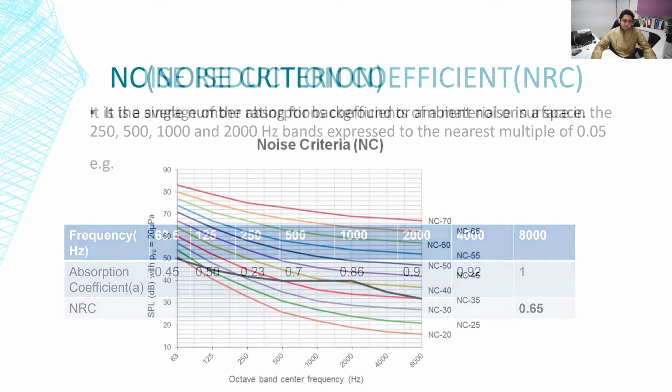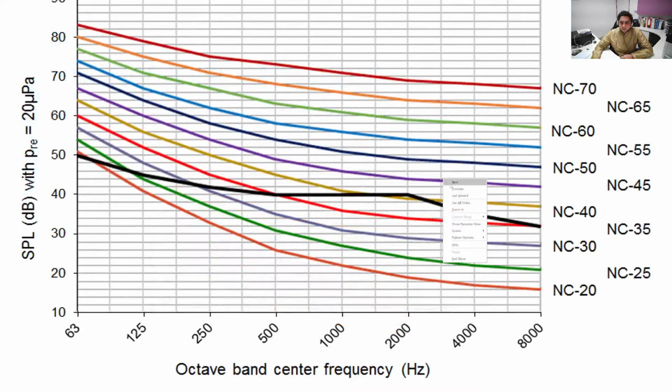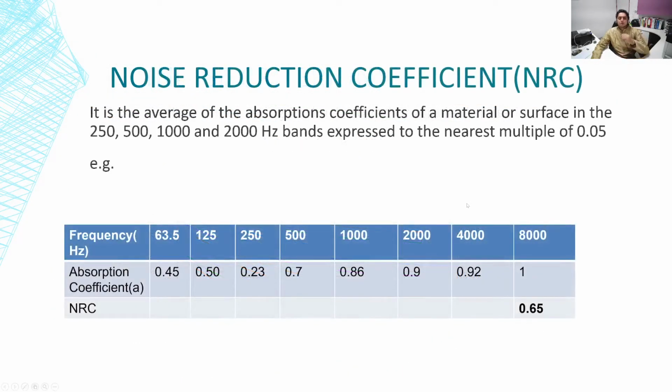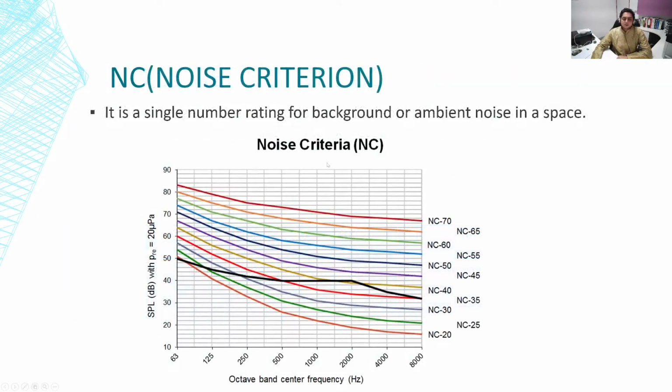There is one more thing called noise criteria, or noise criterion. This is a single number rating for background noise or ambient noise. If you have seen before, the NRC is the single number rating for sound absorption coefficients. The NC is the noise criteria, the single number rating for background or ambient noise.